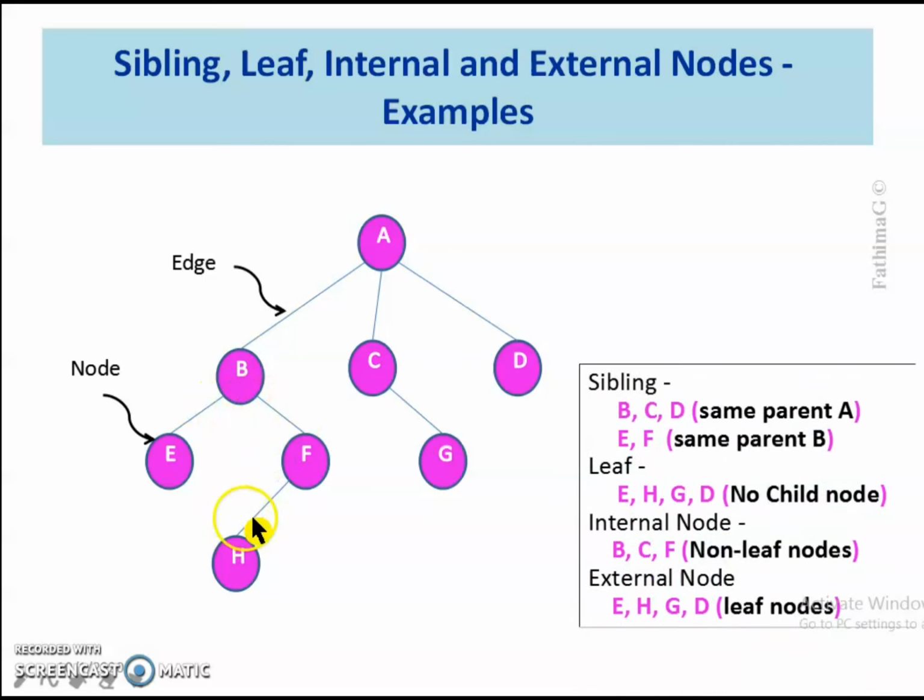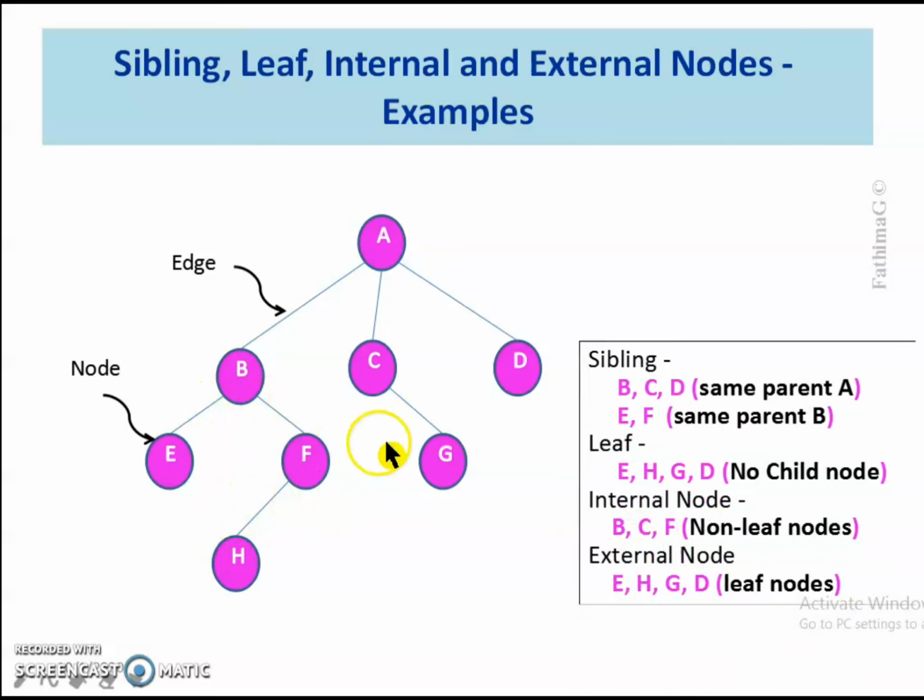In this example, the nodes B, C, D are siblings as they have common parent A. Similarly, nodes E and F are siblings as they have common parent B. Nodes E, H, G, D are leaf nodes. Nodes B, C, F are internal nodes. Nodes E, H, G, D are external nodes.